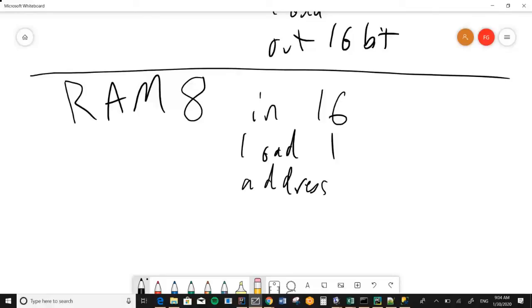Now, the name of this chip is RAM 8. How many bits do you all think it's going to have on the address bus? 8 bits? Oh, I think we can do less than that. Like, why 3? Bingo. Or in other words, log base 2 of 8 is 3. Yeah. So RAM 8 is going to have 3 address bits.